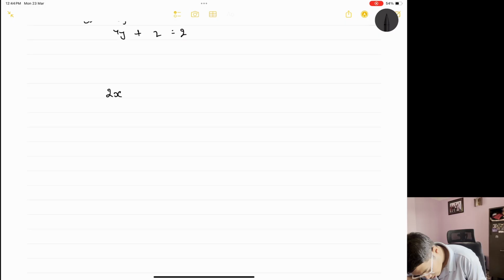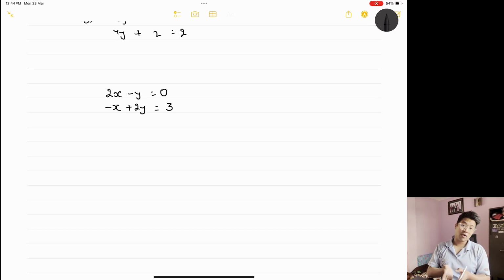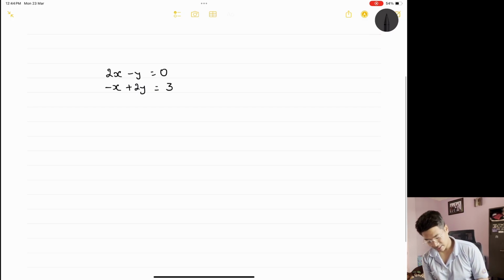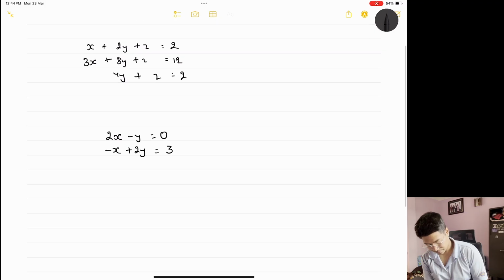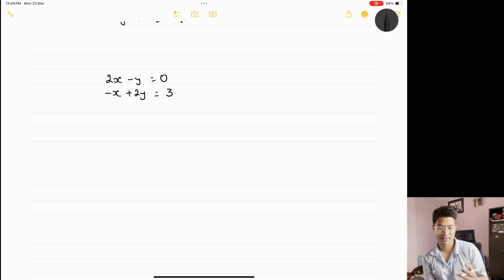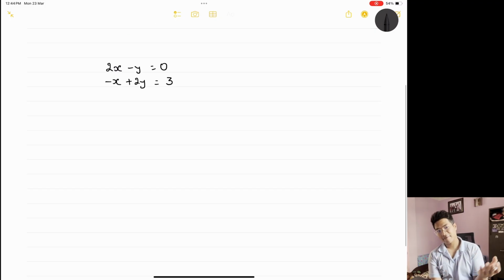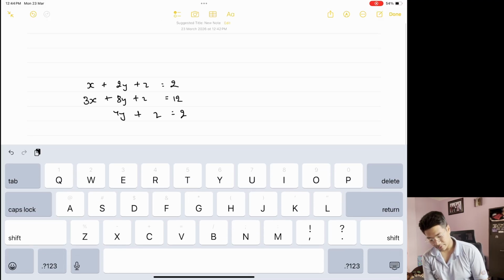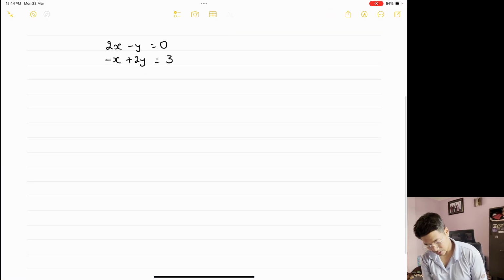So let's say I have an equation that looks like this, and I want to solve it. How do I solve it? You've probably done this, and the way you would do it is basically eliminating a variable, which is very simple.